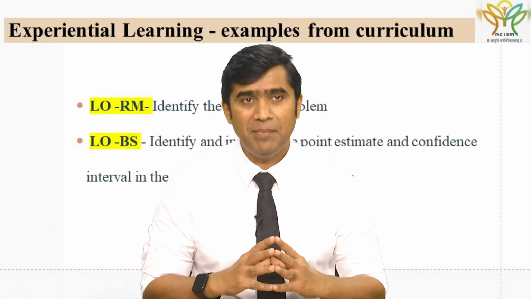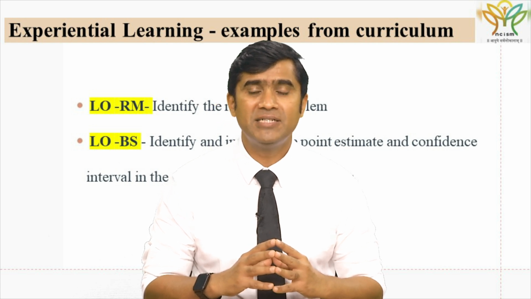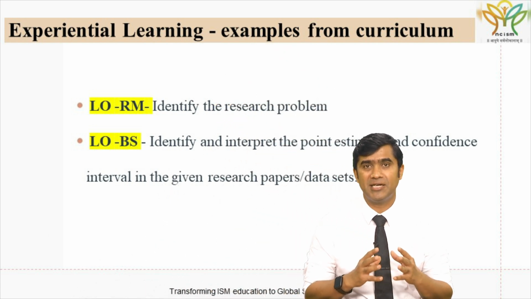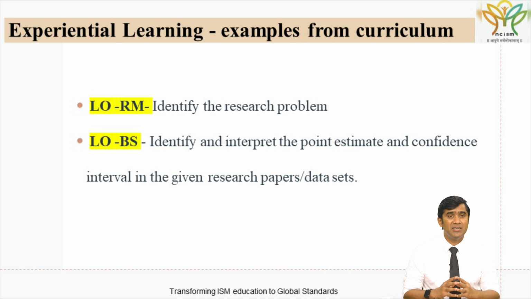Let's look into some examples that are there in our research methodology and biostatistics curriculum. In research methodology, there is a learning outcome which states, identify a research problem. Here, the student can learn by experiential learning. Similarly, identify and interpret the point estimate and confidence interval in biostatistics can also be learned through experiential learning.